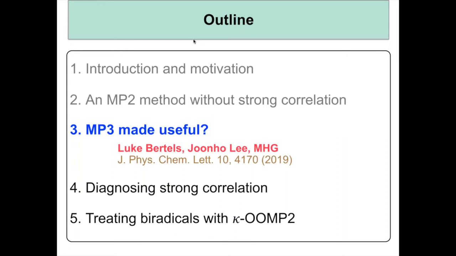And if those orbitals are good, then perhaps they can also be used to get even higher accuracy than anything associated with PT2. And so I want to spend a few minutes telling you about work by Luke Bertels with Joonho on revisiting MP3.